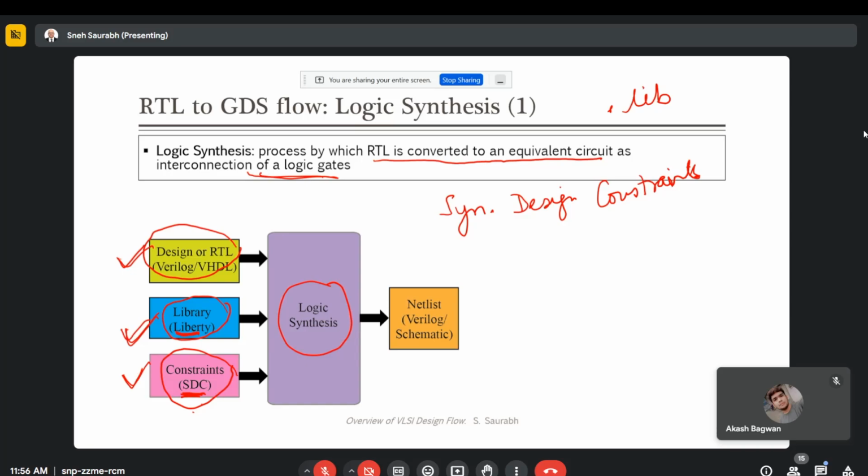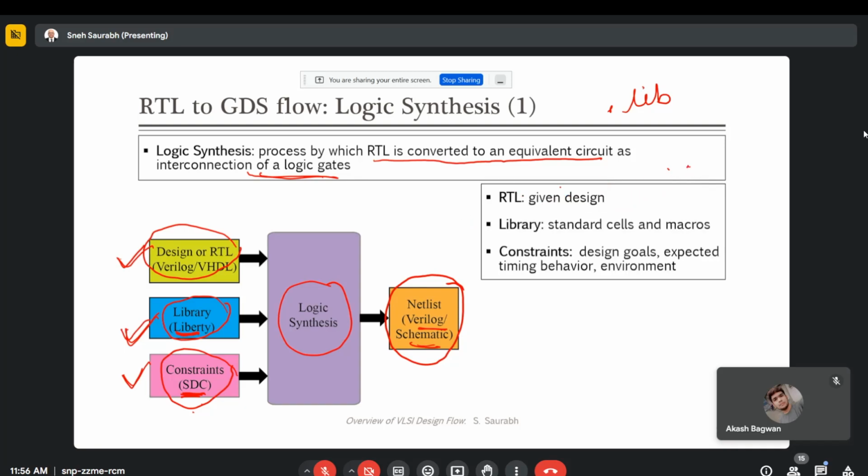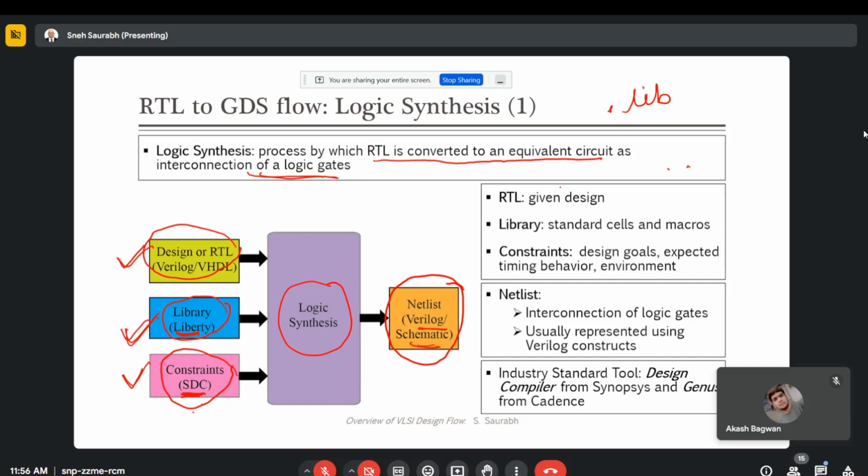There can be some other inputs which are required by the tools, which can be given to the logic synthesis tool, and at the end of logic synthesis, what will the tool produce? It will produce a netlist. Now, what is a netlist? A netlist is basically the interconnection of logic gates, right? So, a netlist is an interconnection of logic gates. It can be represented either in a Verilog format, or it can be shown as a schematic by the tool, right?